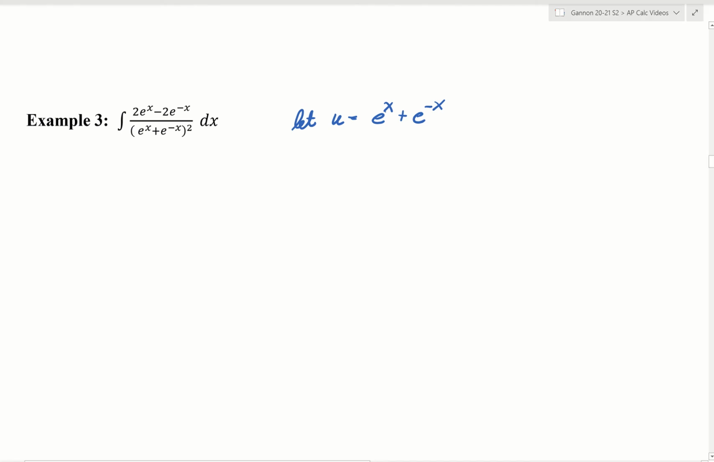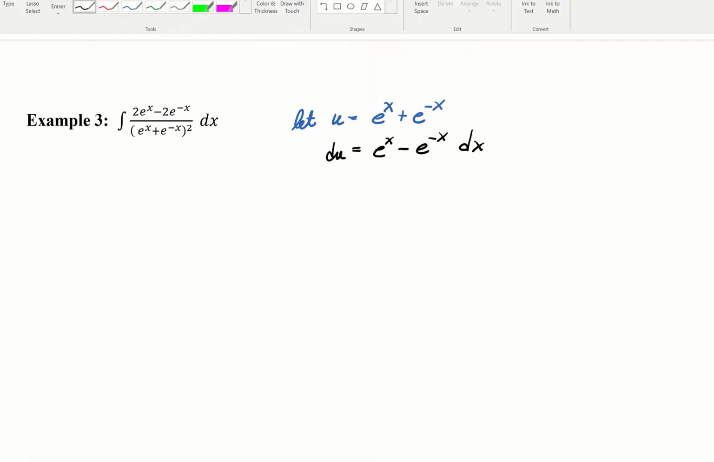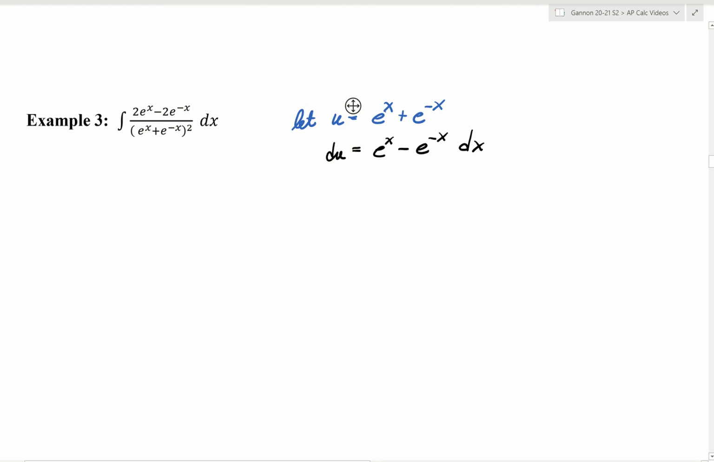As we take the derivative of that, du is e to the x, and this plus e to the negative x will become negative e to the negative x. So this will become minus e to the negative x dx. Now, if you look at the problem, we don't have e to the x minus e to the negative x, but we do have 2e to the x minus 2e to the negative x, which we can get if we multiply both sides by 2. So 2 du is going to be 2e to the x minus 2e to the negative x dx.